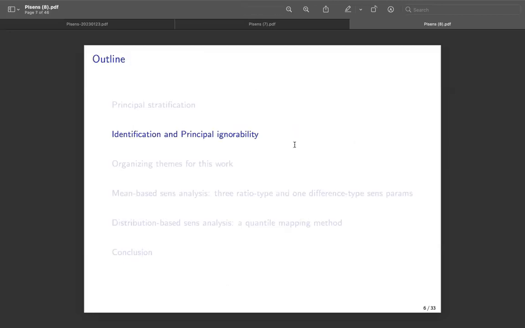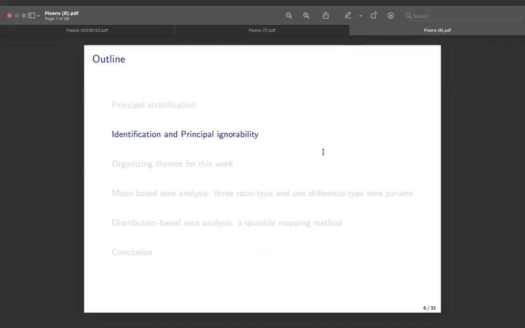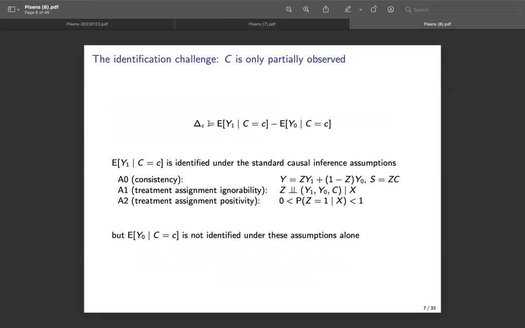So, okay, now identification and principal ignorability. So we're talking about this delta C, right? Which is the difference between the stratum specific means of Y1 and Y0. And the identification challenge is that the effect conditions on C, but C, the principal strata, are only partially observed. So in this one-sided non-compliance setting, we know who are compliers and non-compliers in the treatment arm, but in the control arm, we don't know who are compliers and non-compliers. So C is not observed.